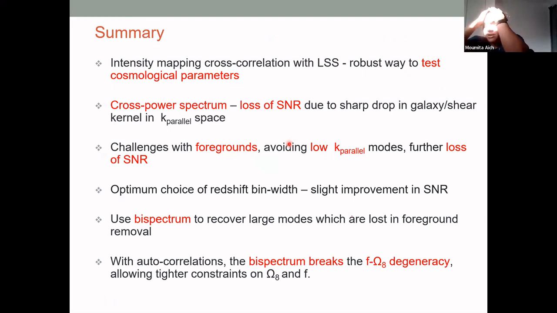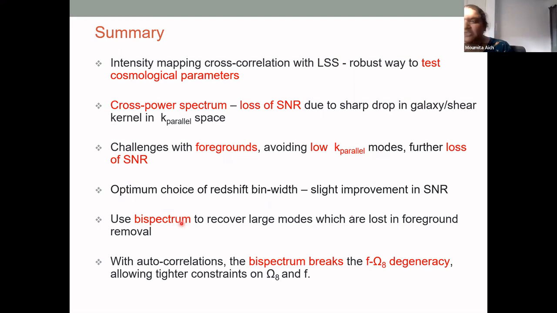So just a summary. Intensity mapping cross correlations with the large scale structure is a robust way to test the cosmological parameters. When we do the cross power spectrum, you suffer from loss of signal to noise, okay? Because the galaxy and the shear kernels fall very quickly in the K parallel space. Further to the loss of SNR is the challenge from the foregrounds. Because we are trying to avoid the low K parallel modes, you suffer further loss of the signal to noise. If you choose finer redshift bins, it will slightly improve the SNR.